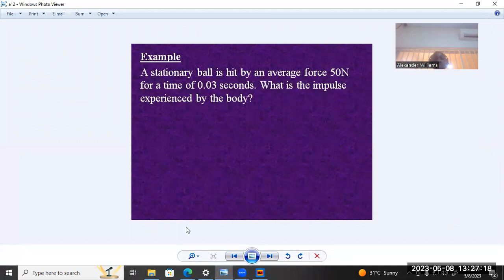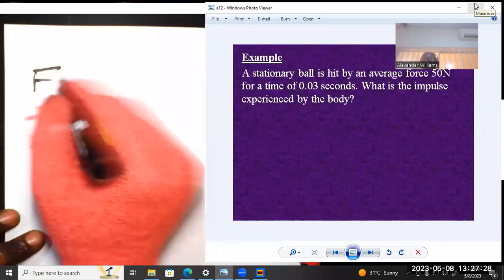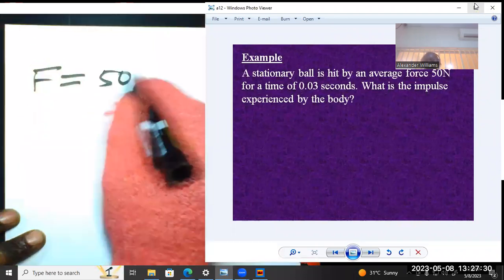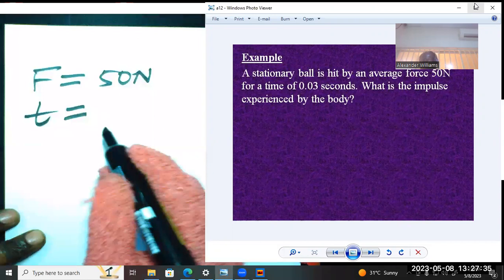A stationary ball is hit by an average force of 50 Newton for a time of 0.03 seconds. What is the impulse? The parameters given to us: the force here is 50 Newton, and the time duration for which the force acted on the body is 0.03 seconds.